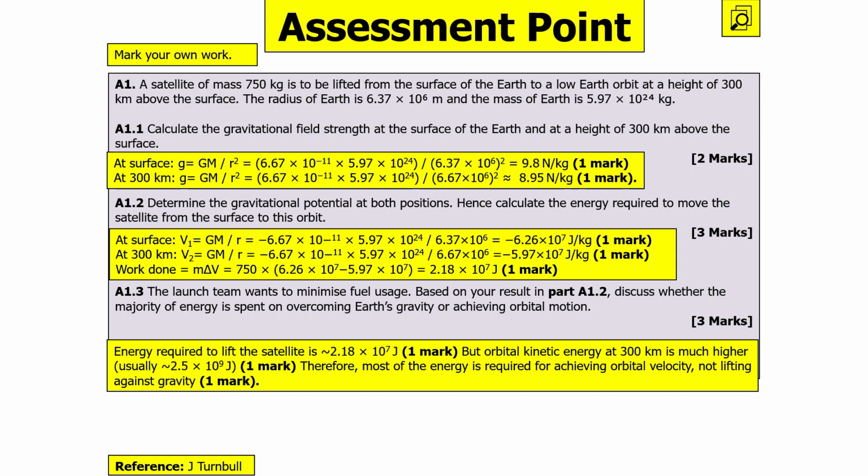But the orbital kinetic energy at 300 kilometers is much higher. It's about 2.5 times 10 to the 9 joules. So therefore, most of the energy is required for achieving orbital velocity, not lifting it against gravity.